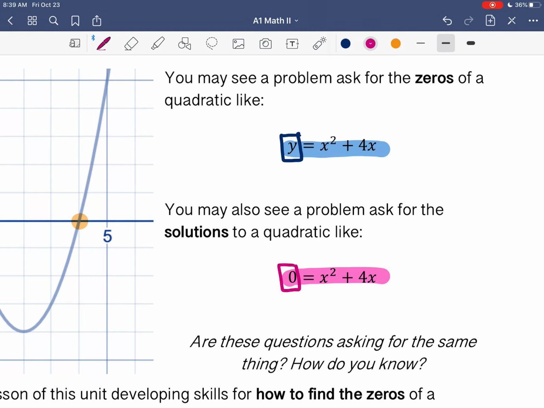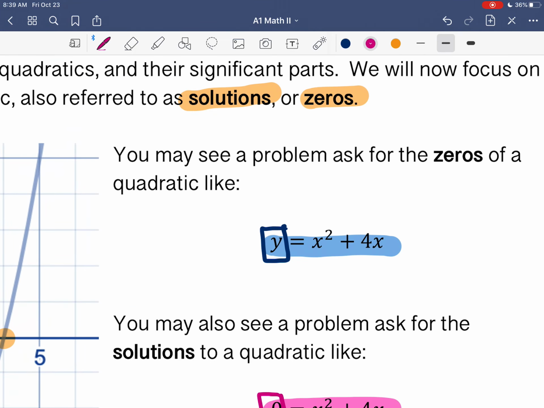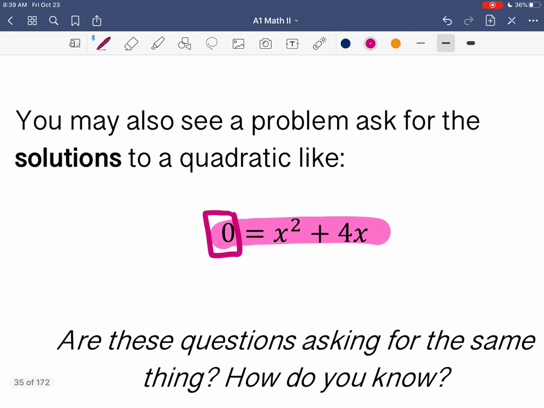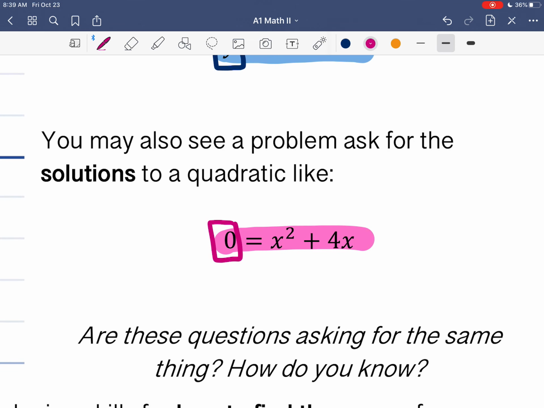It just looks different because this one has a y and it's asking for the zeros, like where does this graph cross the x-axis, where are the zeros of this graph? And this one says, what are the solutions to this quadratic, because we have replaced the y with 0, and so the solutions to this equation will be the x-intercepts.